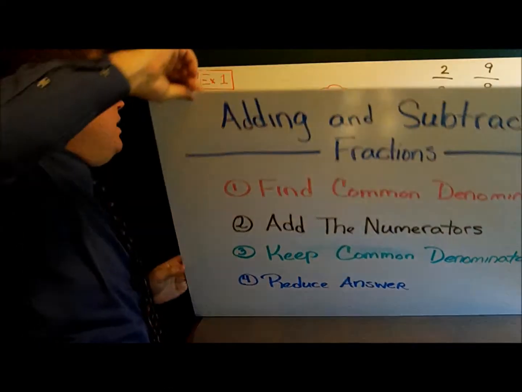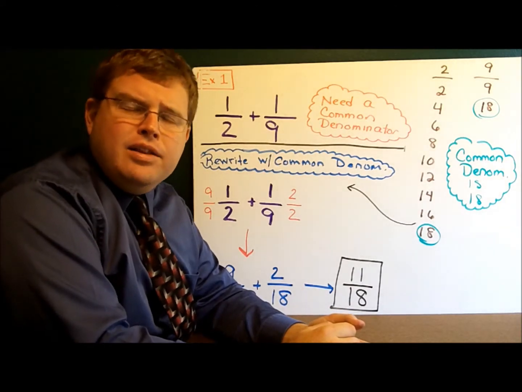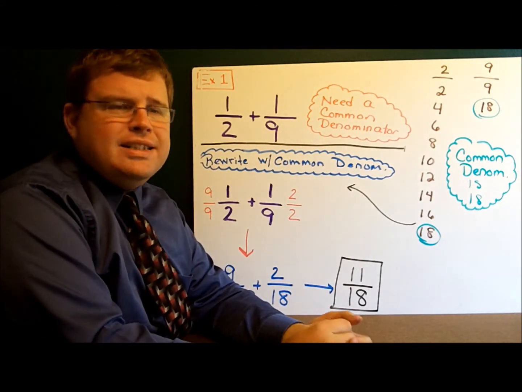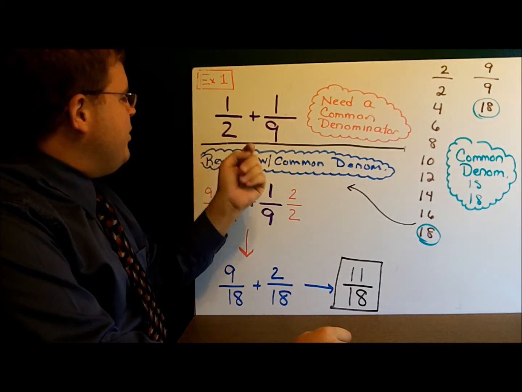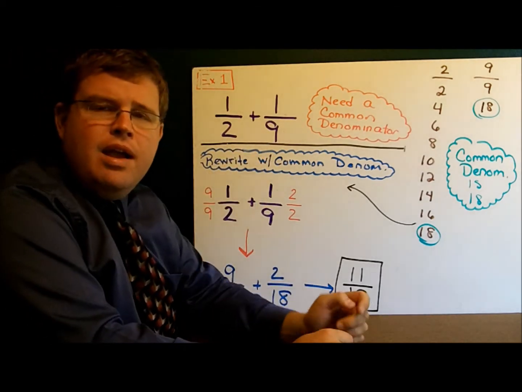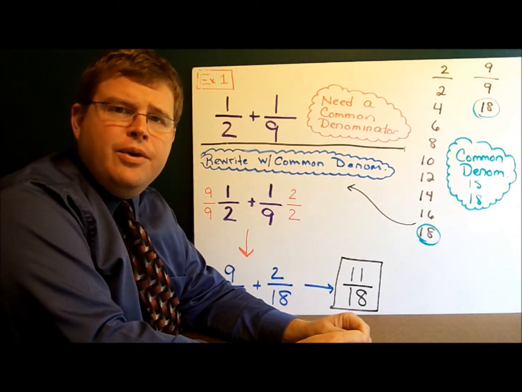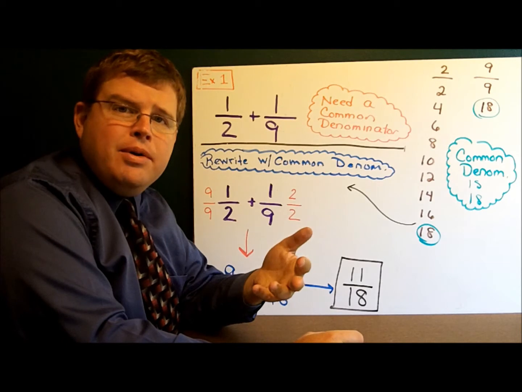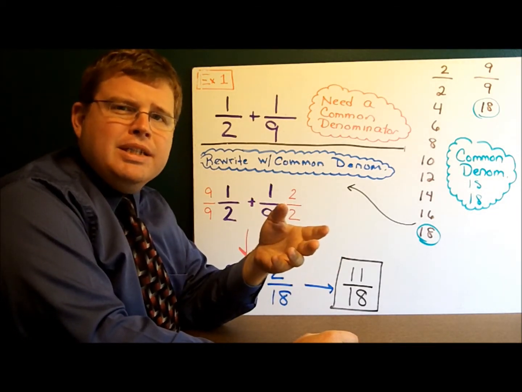In our first example, we have 1/2 plus 1/9. Now, I look at the denominators and I see they're not the same. This is a 2, this is a 9, and they have to be the same in order to add them together. I'm going to look for the least common multiple of 9 and 2, or the smallest number that 9 and 2 go into evenly, and that'll be my common denominator.